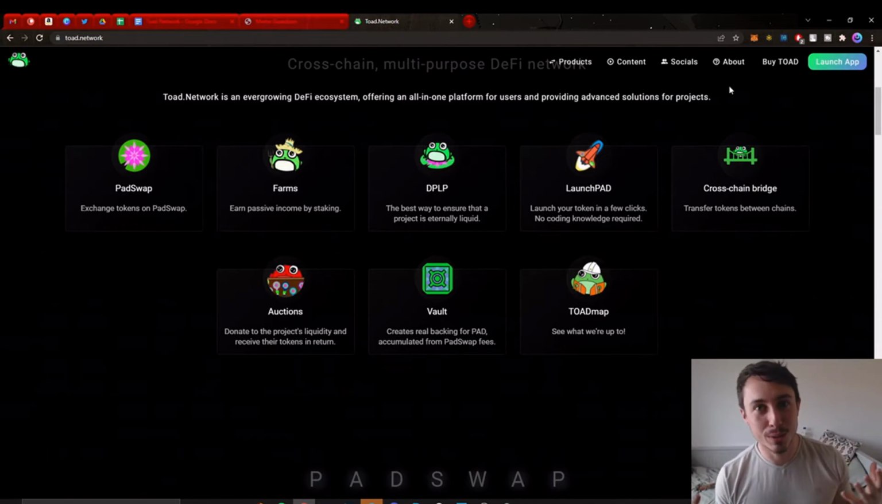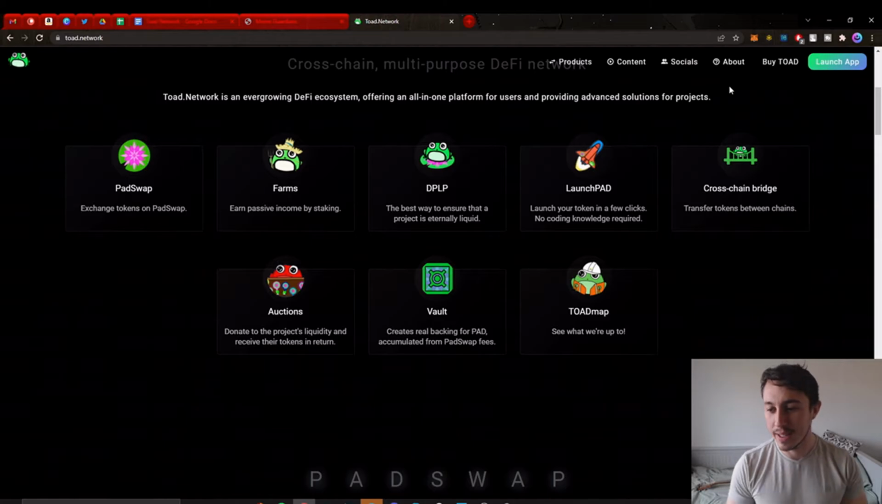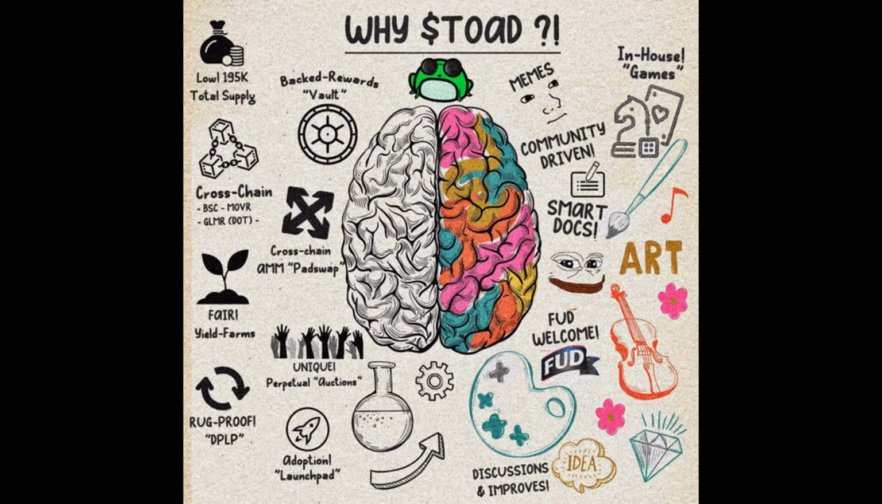Let's just remind ourselves of why Toad to begin with. All of these fantastic reasons right here: that low 195k total supply, the cross-chain ecosystem, you've got the backed reward, the rug-proof protocol, and so much more. As you can see, you've got all that yield farming, a brilliant automated market maker, guys. This is one that you don't want to miss out on. It looks so exciting just looking at the artwork to begin with.